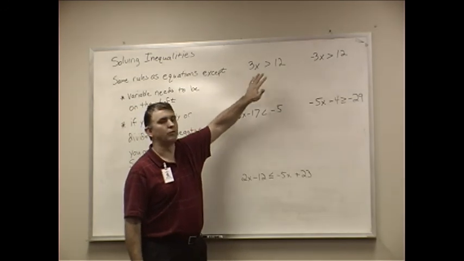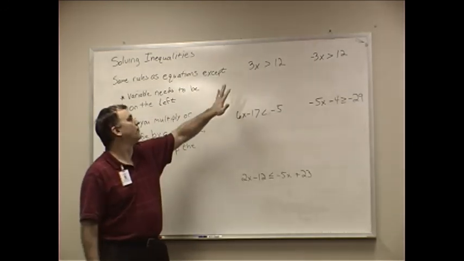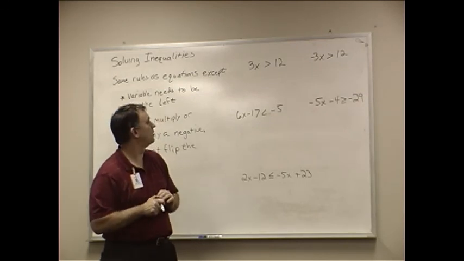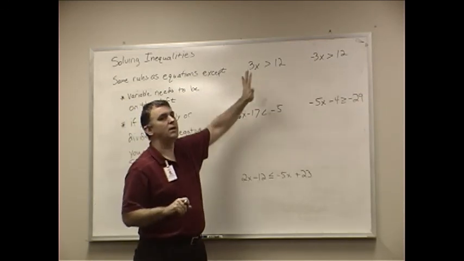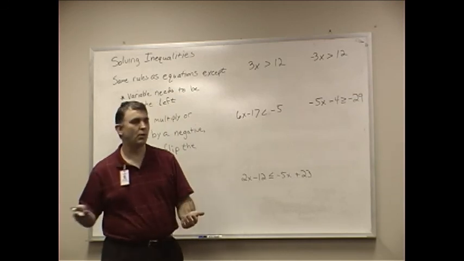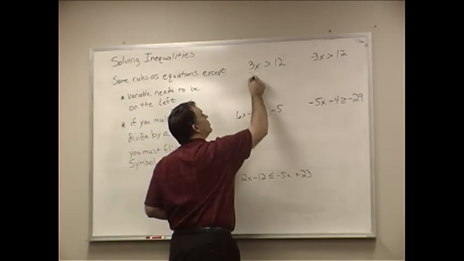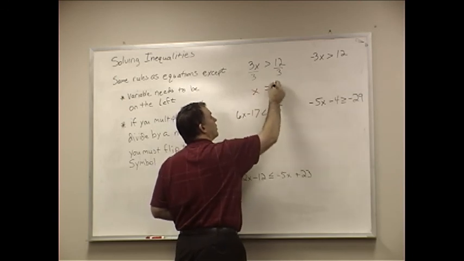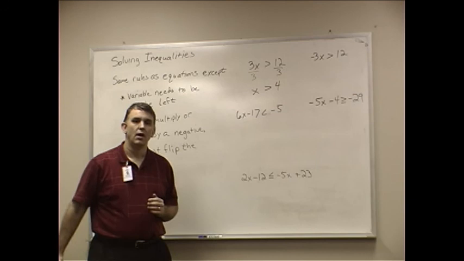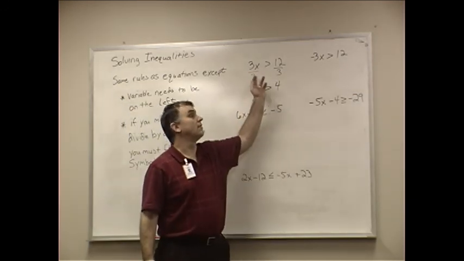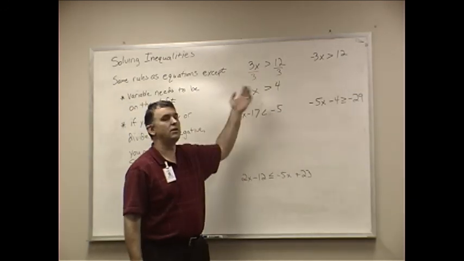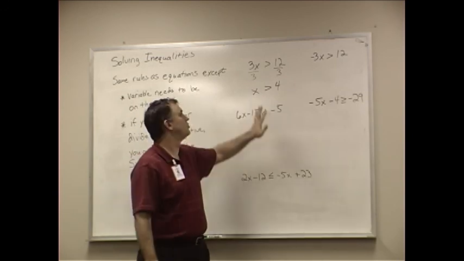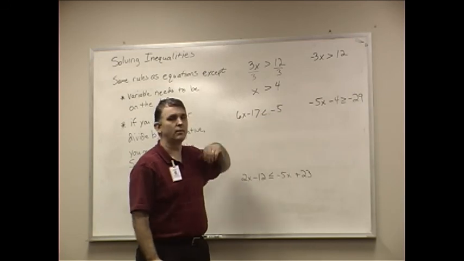So I left the first one pretty straightforward. The first example is 3x is greater than 12. Now when you take a look at 3x, it's 3 times the x. Divide both sides by 3. I'm just treating this like it's an equation. x is greater than 4. Now notice I divided by a positive number. No need to flip the symbol. And lo and behold, the variable is on the left just like we like it. So x is greater than 4.